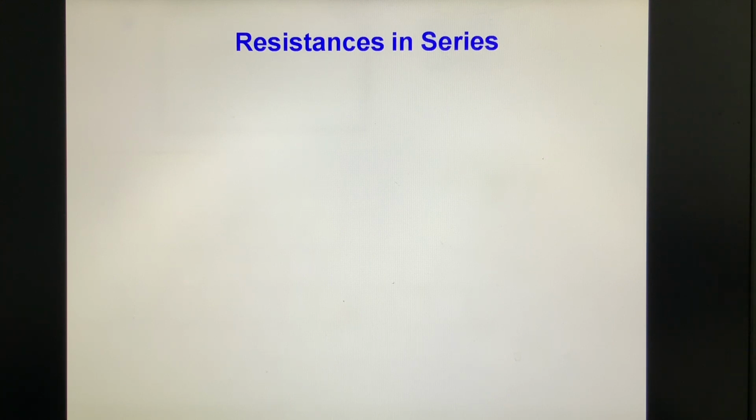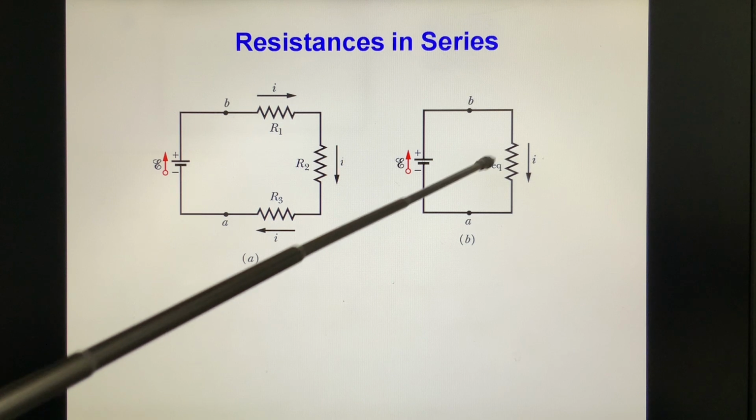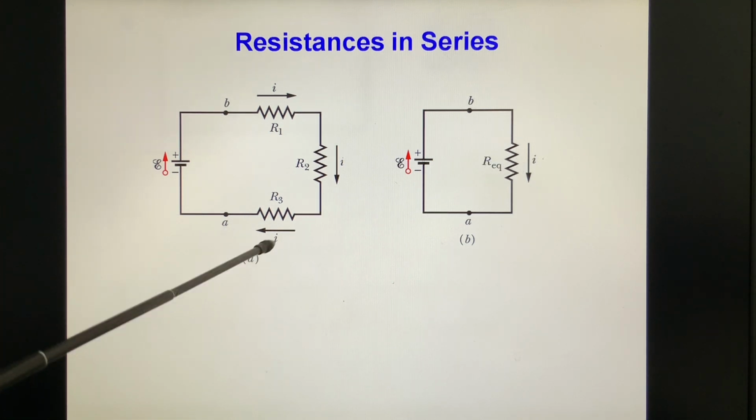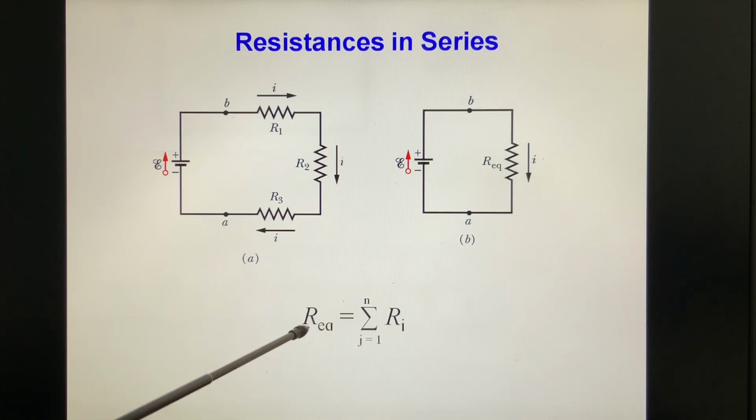Resistors in series, we have learned in high school. If we have three resistors connected in series, we can replace them with an equivalent resistance, okay? And this equivalent resistance is the sum, sigma R_i.